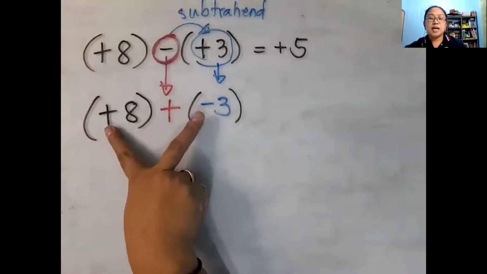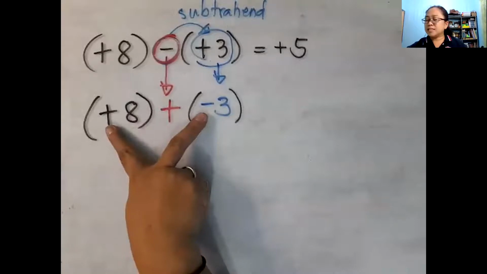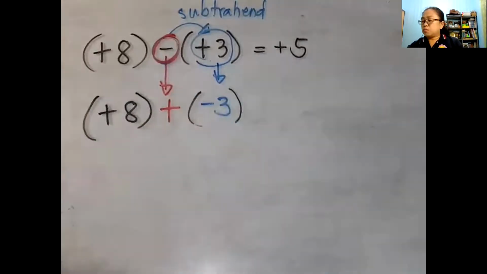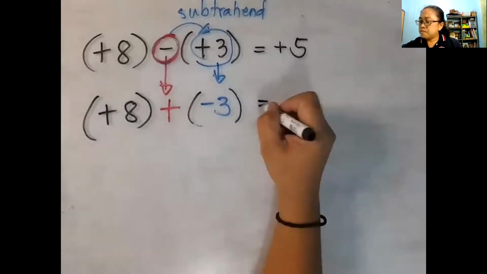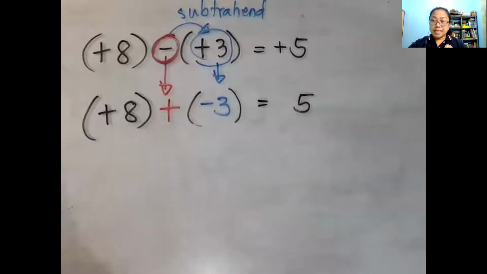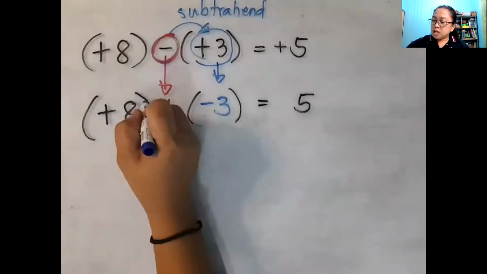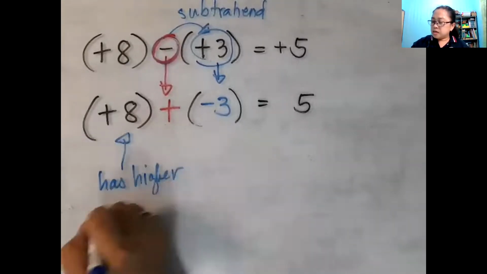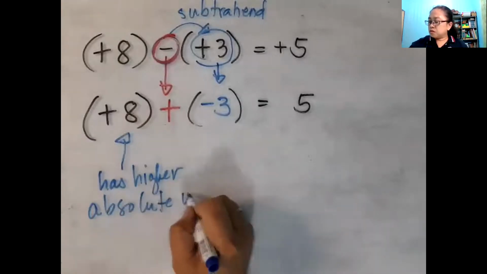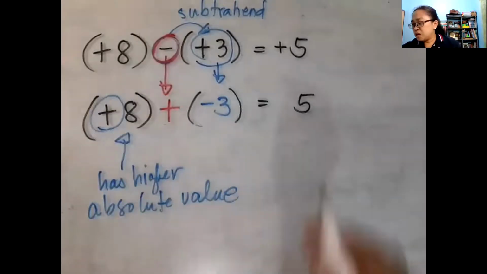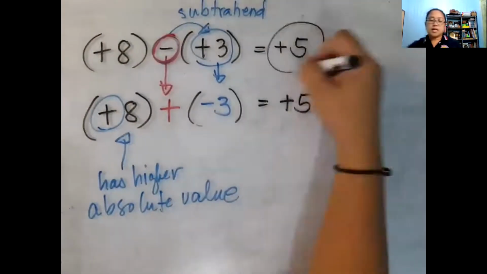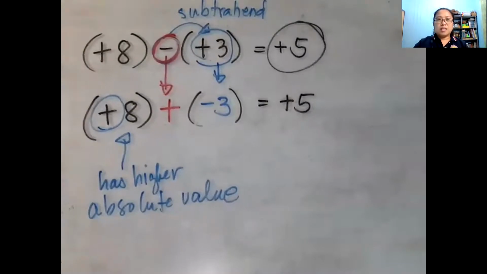Ang mangyayari na dyan ay unlike signs. So pag sinabing unlike signs, isasubtract natin yung kanilang absolute value. So 8 minus 3, that would be 5. Okay, this will become 5. And then we copy the sign of the integer with the higher absolute value. So, in this case, it will be 8. Etong positive 8 has higher absolute value. Meaning, our total needs to be positive. Okay? So, etong original natin, naging ganito lang, pareho lang ang sagot. Okay, so that's how you subtract integers.